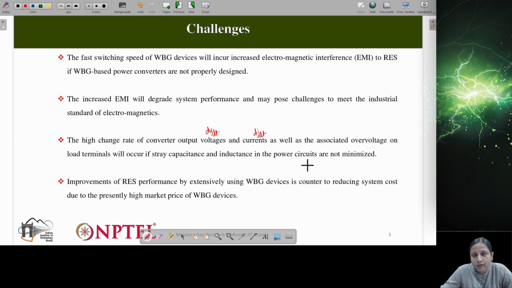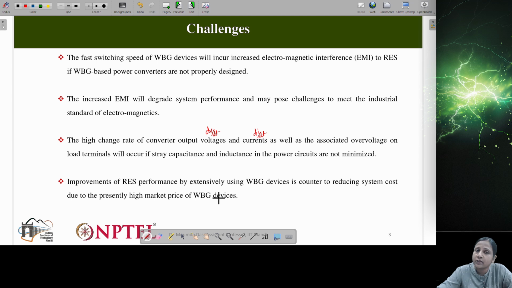At high power level, these problems become quite significant, and then the problem of dV/dt and dI/dt will come, and it will be very difficult to use wide bandgap devices for high frequency renewable energy applications. Also, this improvement of performance by extensive use of wide bandgap devices is counter to reducing the system cost, due to the presently high market price of wide bandgap devices. You already know that the cost of these devices is much higher than that of silicon devices.